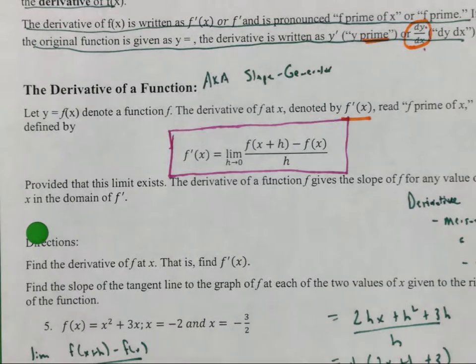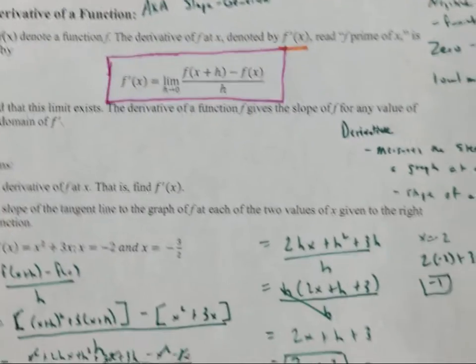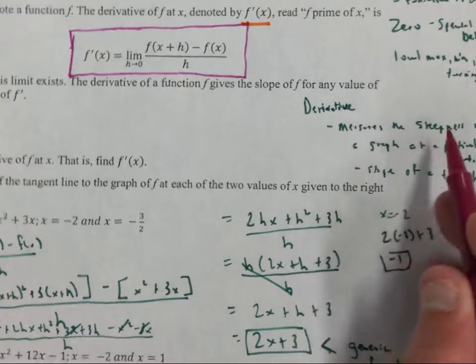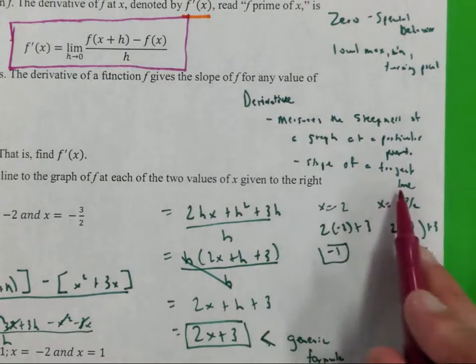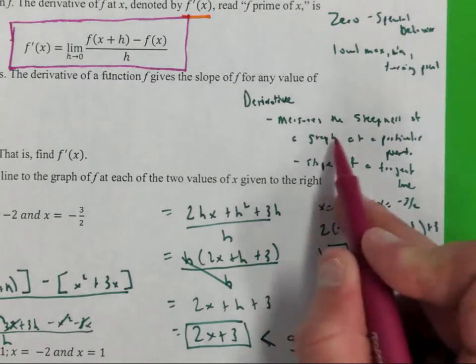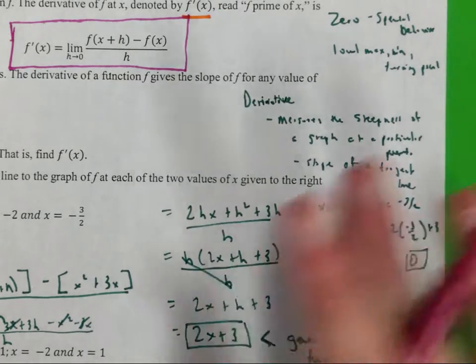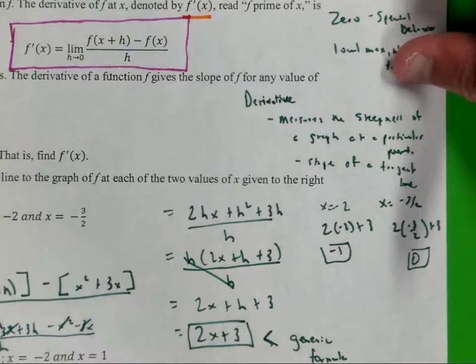Now, the derivative measures the steepness of a graph at a particular point, the slope of the tangent line. I'm going to come back to these key parts up here in just a minute, but I want to show you how to find the derivative. So let's look at number 5 here. I'm going to write this on the back of the sheet. If you don't pay attention, you'll be lost for the week, so make sure you pay attention. Let's look at number 5 here.